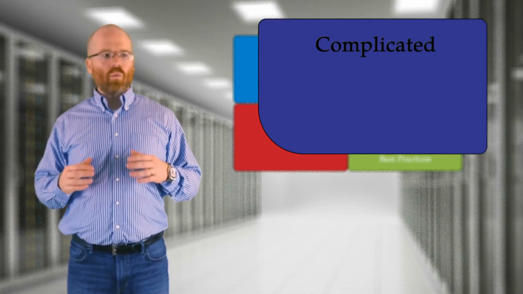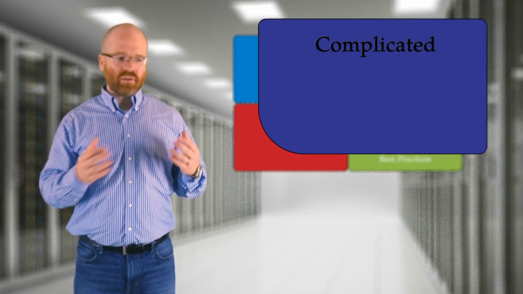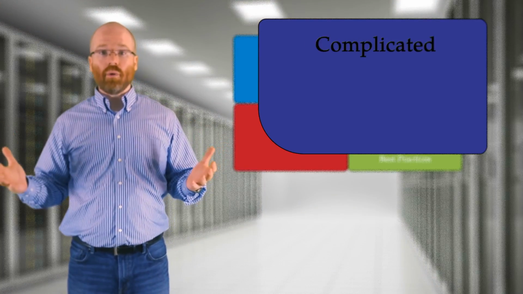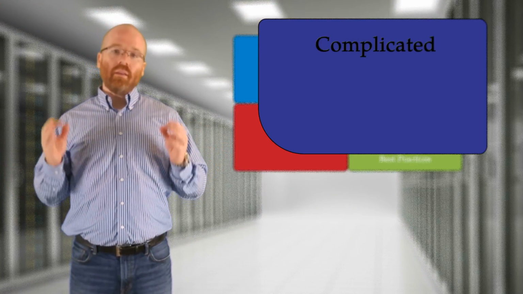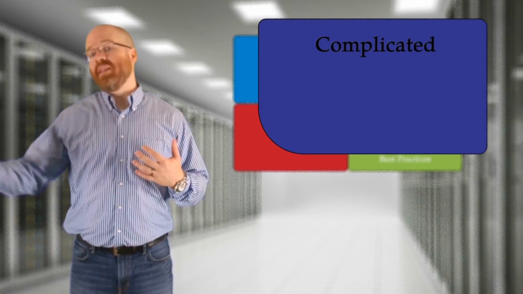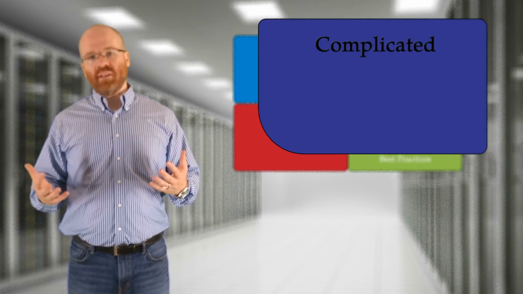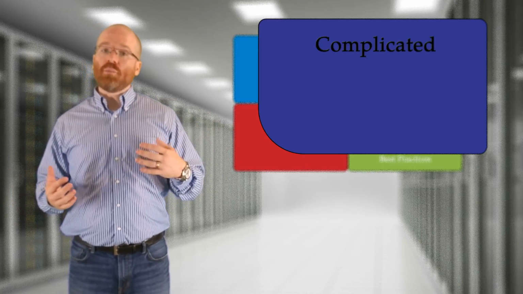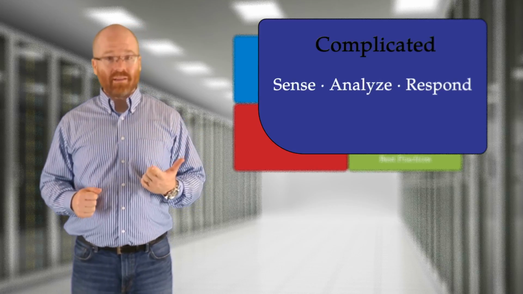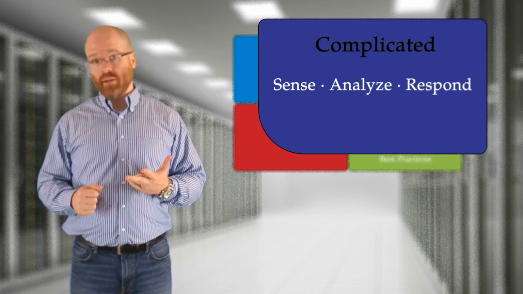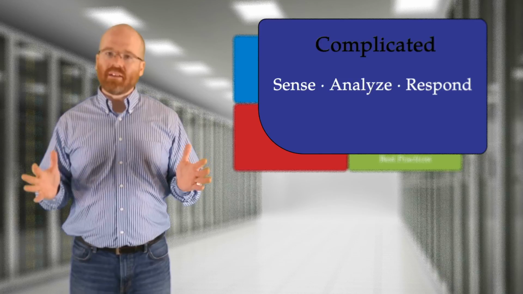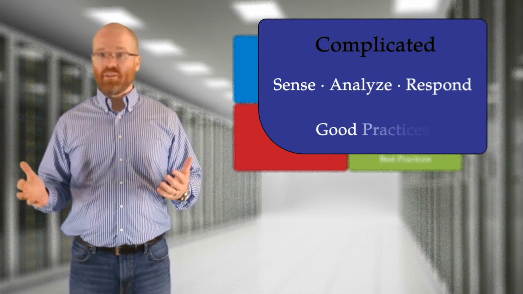In the complicated domain, we're still part of the ordered systems. There's still a predictable effect to any given action inside of our problem set. The difference between the complicated domain and the obvious domain is that in order to determine what that effect is going to be, you need expertise. For this reason, the approach to problems in the complicated domain is to sense what the problem is, to analyze the problem, and then to respond according to that analysis. In the complicated domain, there's no such thing as best practices. There are only good practices.